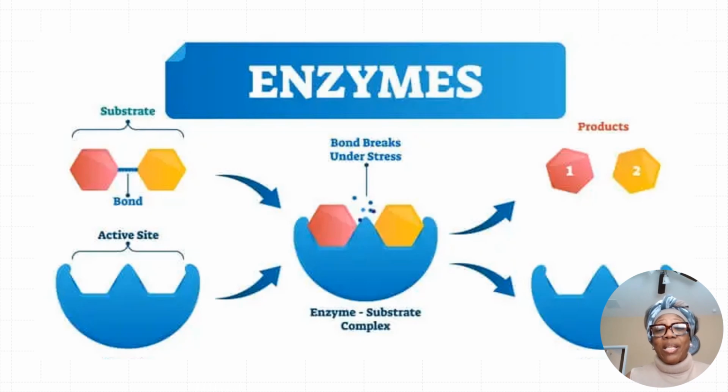Once that complex has been formed, it activates the enzyme to now go forward with its processes. That enzyme will cause chemical reactions to move forward that will break the bonds of those macromolecules, and now you will end up with 2 different individual products or smaller units.